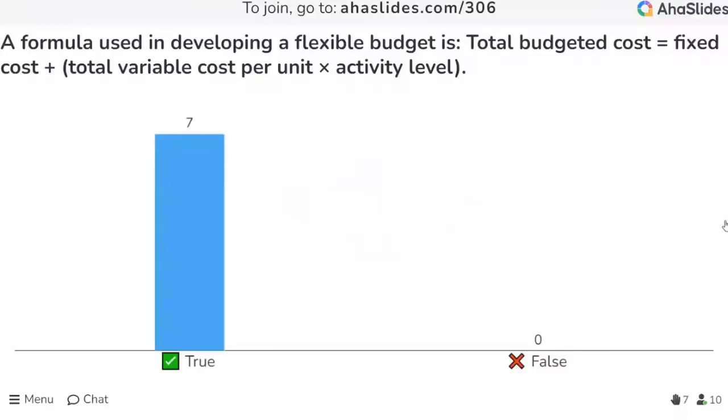It's up. Yeah, very, very good. Very good.